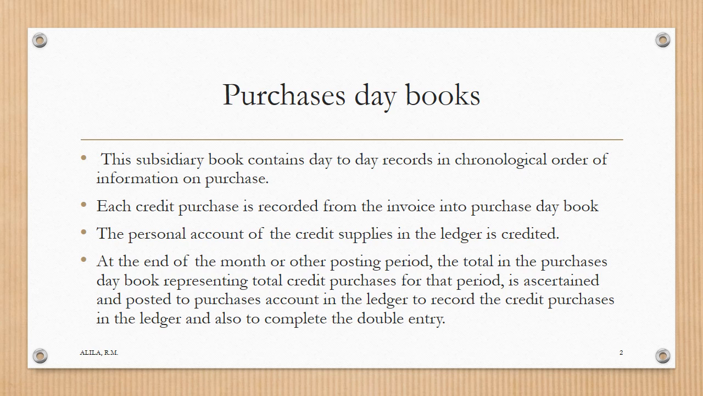So the personal account of the credit supplier in the ledger is credited. At the end of the month or other posting period, the total in the Purchases Daybook, representing the total credit purchases for that period, is summed and posted to the Purchases account in the ledger to record the credit purchases and also to complete the double entry.